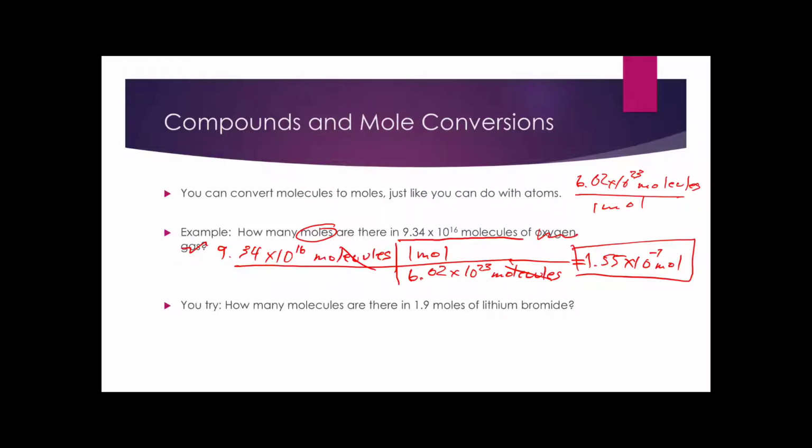How many molecules are there in 1.9 moles of lithium bromide? So you can pause here and solve for it. And when you're ready to see the answer, come back. All right. So you should have gotten 1.1 times 10 to the 24 molecules. If I could spell molecules. All right. Be sure that you set up your conversion factor correctly. Here you wanted moles on bottom and molecules on top. Remember, always start with what you're given.